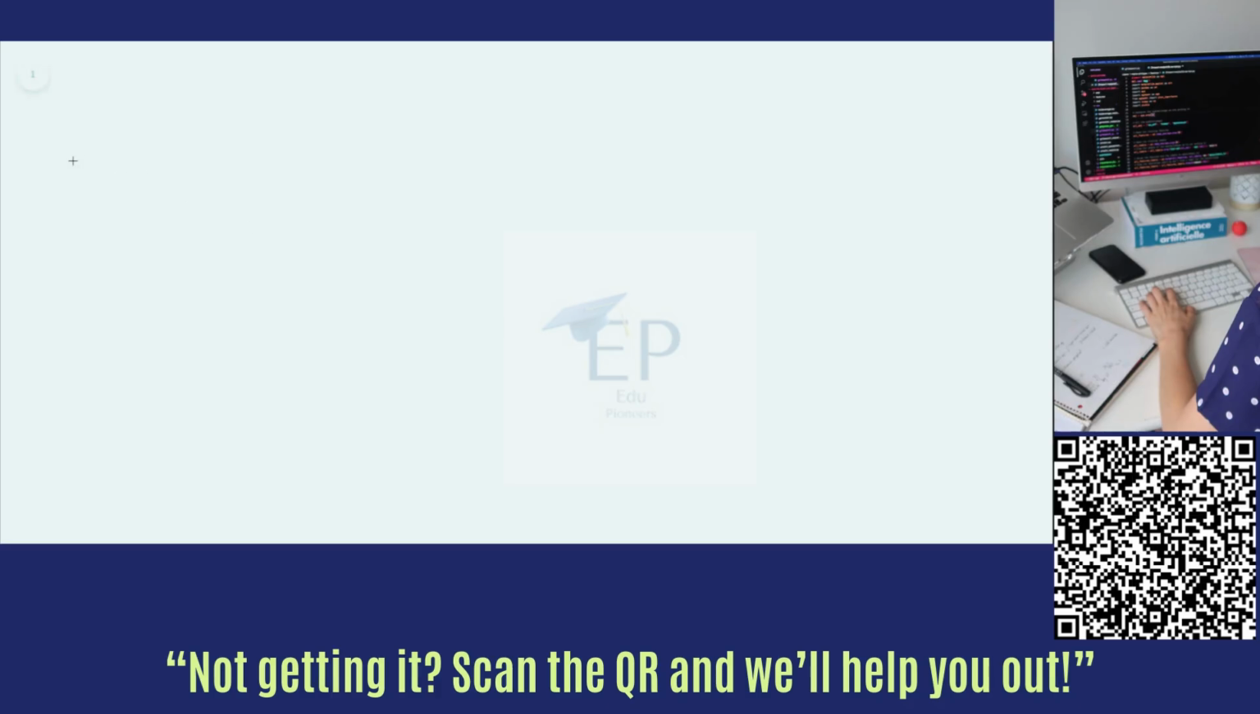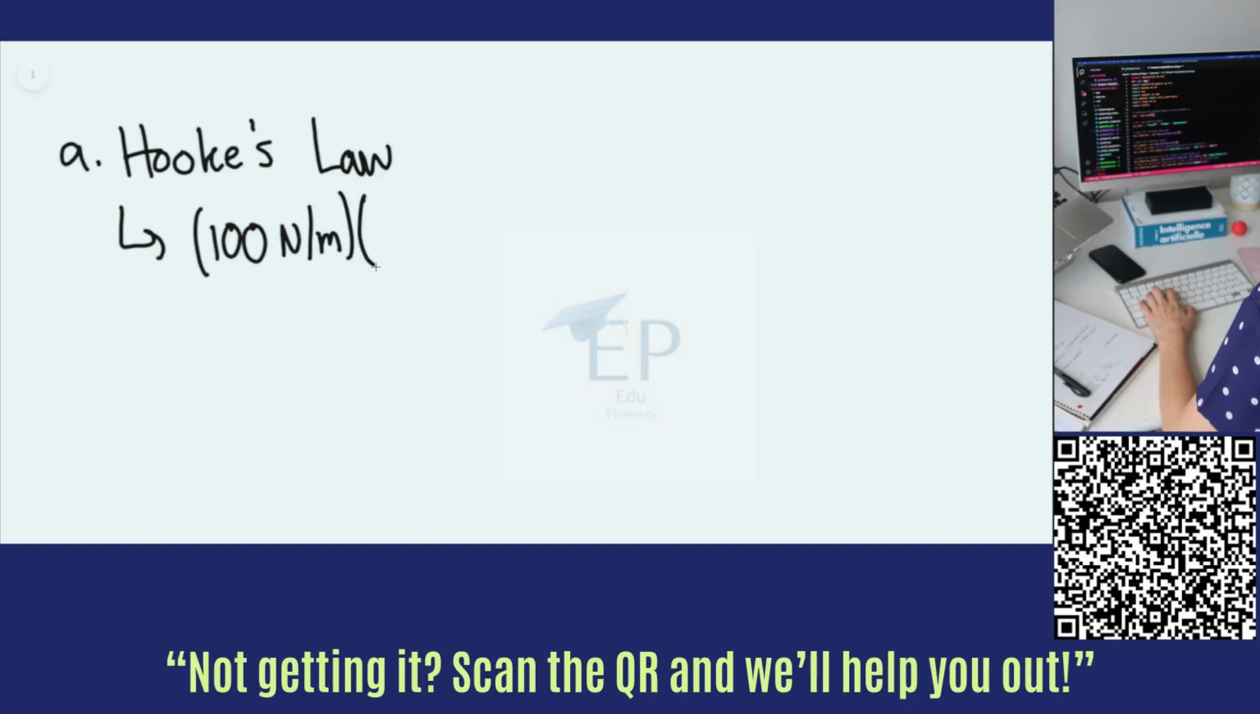So here, for part A, we're simply going to use Hooke's law in order to find the net force. We know that here we're going to use Hooke's law force being 100 newtons per meter multiplied by 0.30 meters. This is giving us 30 newtons upwards.